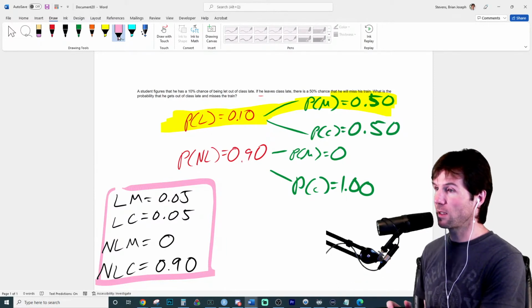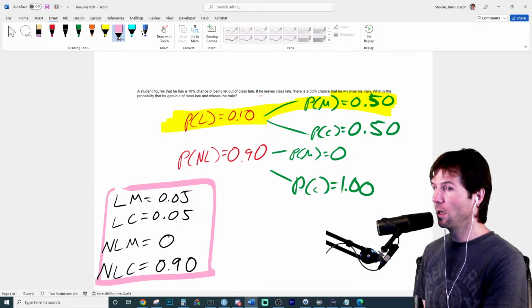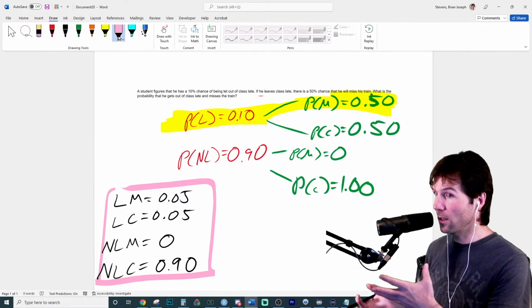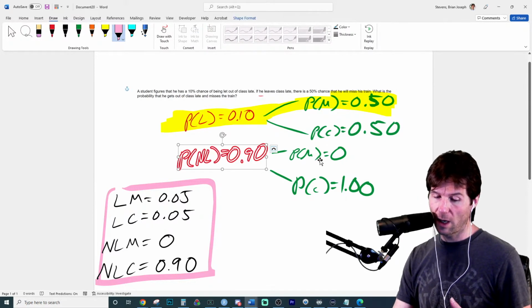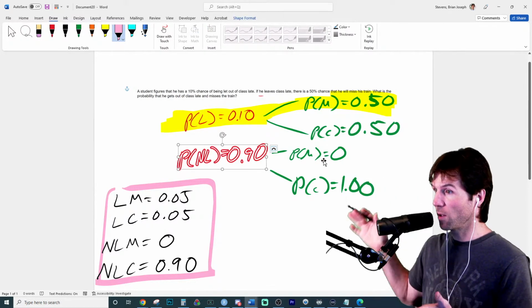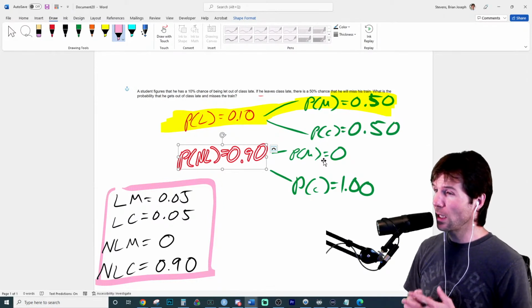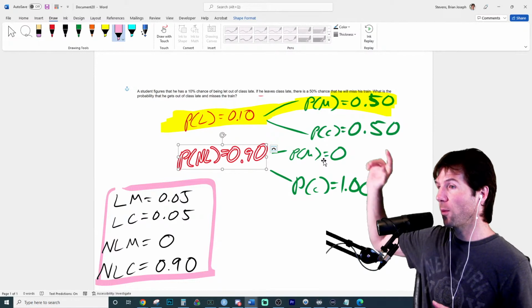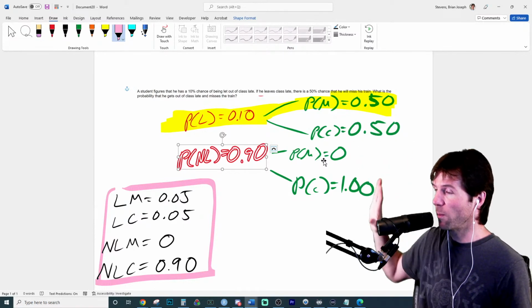Listing this out as everything that could occur, they're either going to be late and miss the train, or late and catch the train. There is the idea of them being not late and missing the train, but that just can't occur, because if they're not late, and the problem doesn't say this, but it's implied that they wouldn't miss the train. So it is true that these are dependent, but we do know the associated probabilities with the dependency.